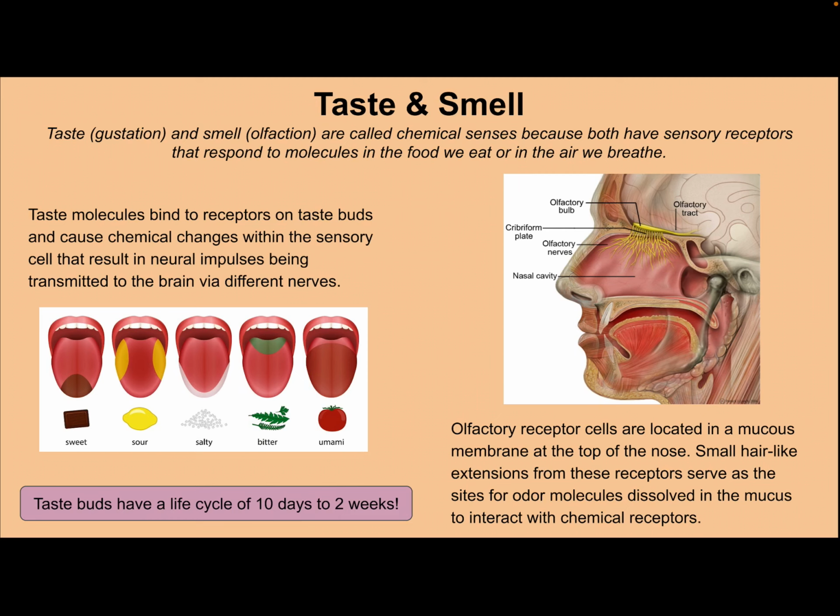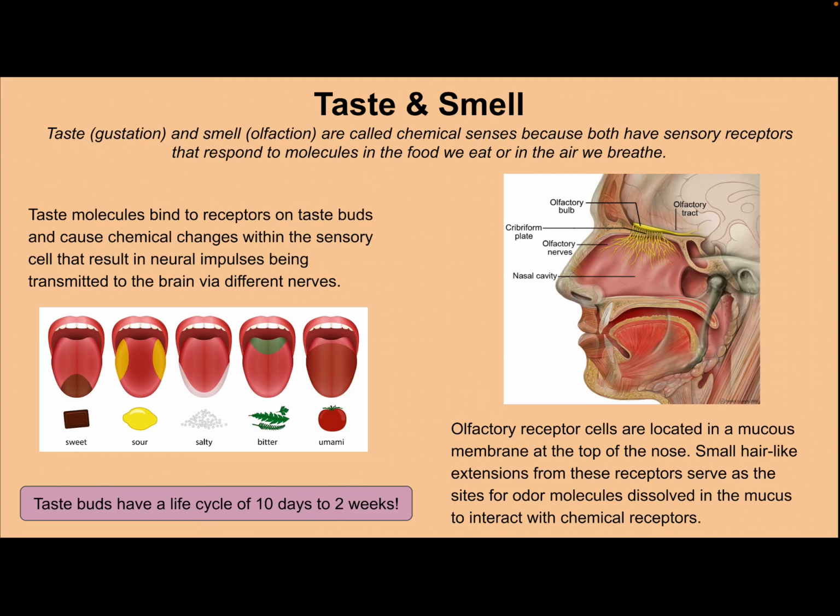Okay, we are done with the 2 main senses that we are learning about today, vision and hearing. We'll learn about taste and smell, and then we'll move on to touch real quick, but I promise we're almost done. Taste is also called gustation, and smell olfaction. Both of these are considered chemical senses because both have sensory receptors that respond to molecules, either the molecules in the food, which get dissolved in our saliva, or the molecules in the air.